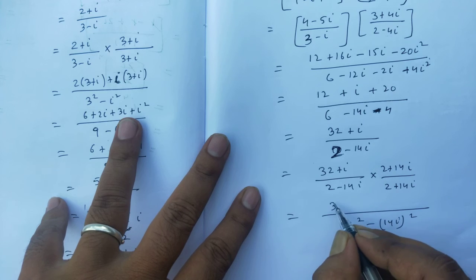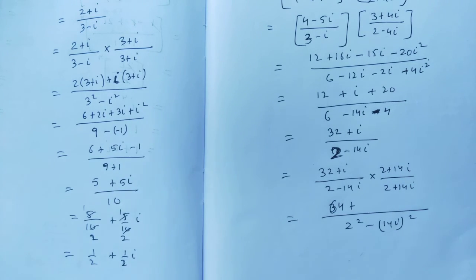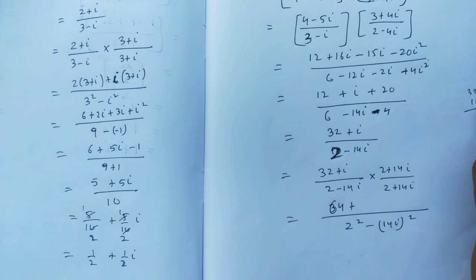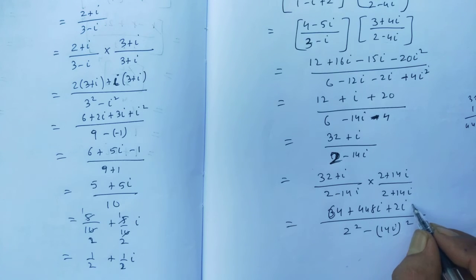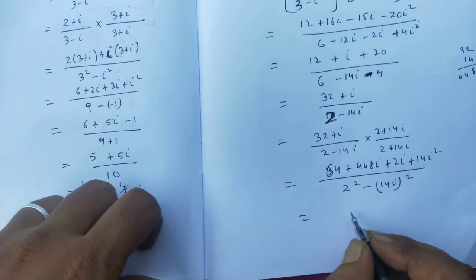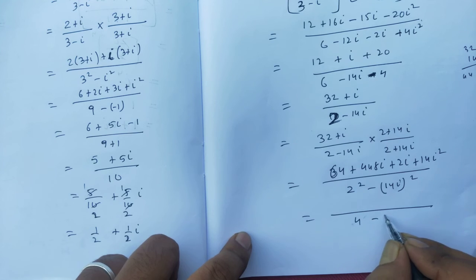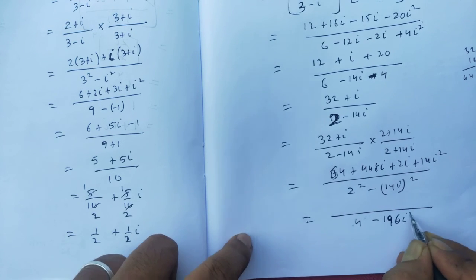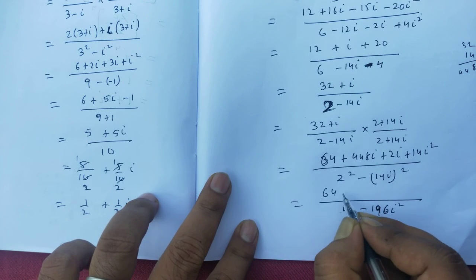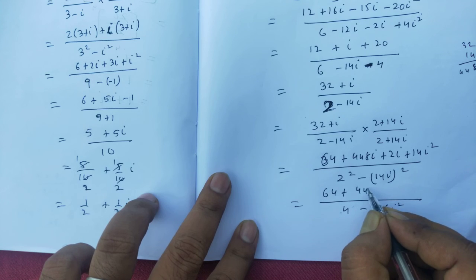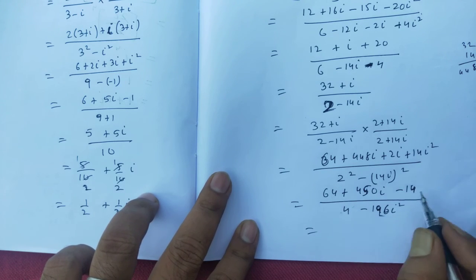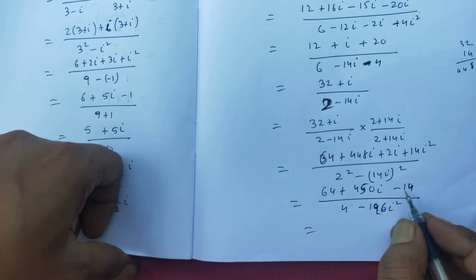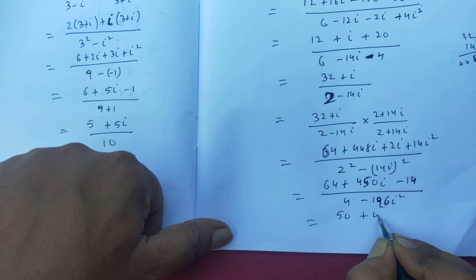This is 32 into 2 is 64. 32 into 14 is how much? 14 into 2 is 28. 14 into 3 is 42. For 8i plus 2i plus 14i square. Downside is 4 minus 14i, sorry, 196 i square. Okay, this is 64 plus this one is 450 if you add it, and this will be minus 14. i square is negative. 64 minus 14 is 50 plus 450i.